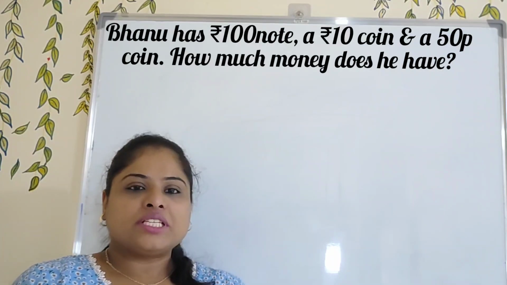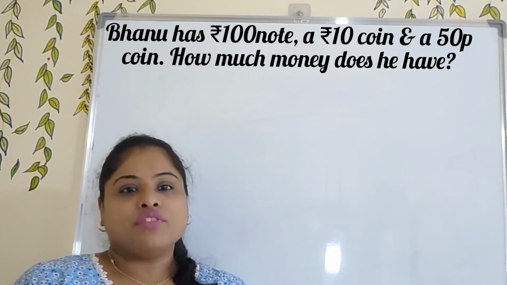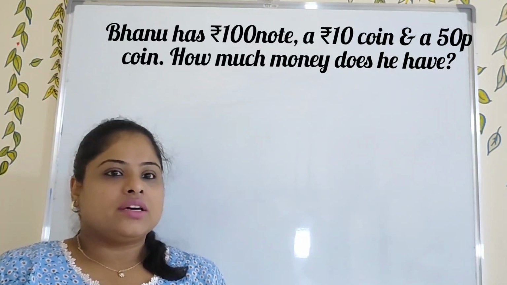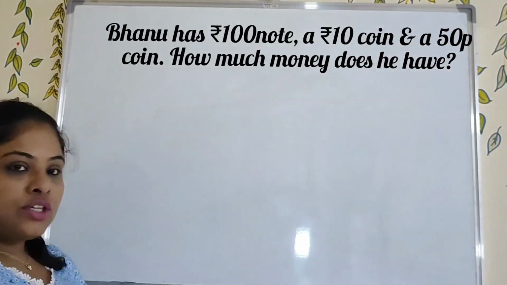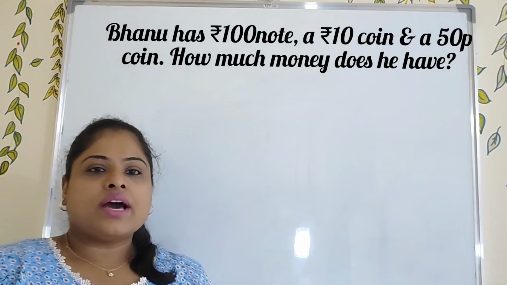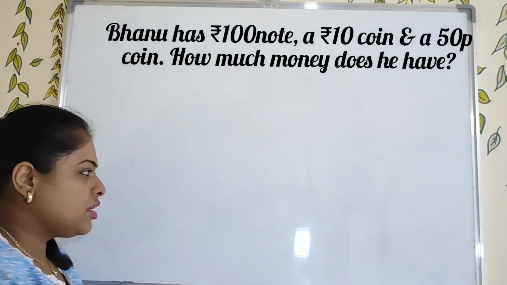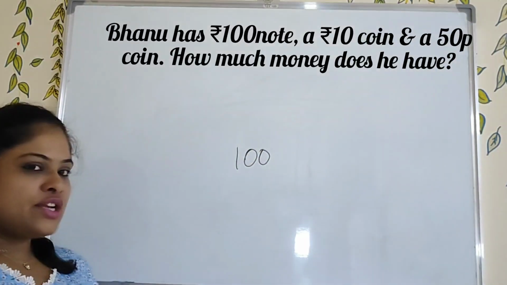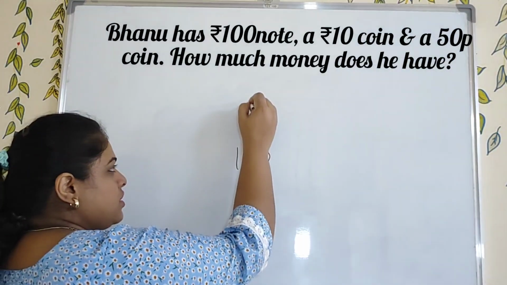Banu has a rupees 100 note, a 10 rupee coin and a 50 paisa coin. How much money does he have? Now, what is written here? Banu is a person. Banu has a 100 rupee note. So, when I say note, it is nothing but rupees.